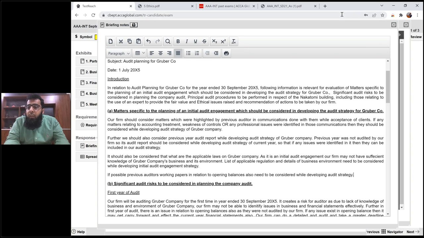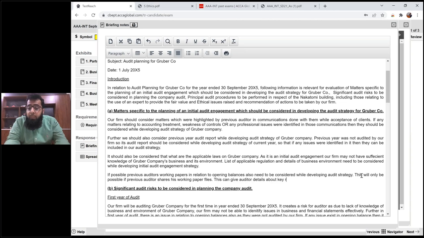Okay, this will only be possible if the previous auditor shares his working paper files. This can give the auditor details about key risks of the previous year and issues in opening balances. Okay. What other matters, what other issues can you consider?